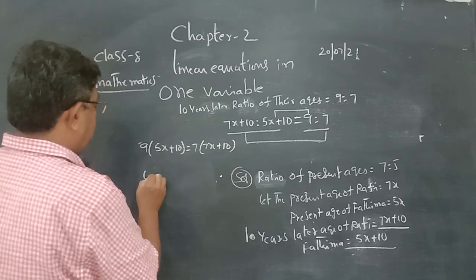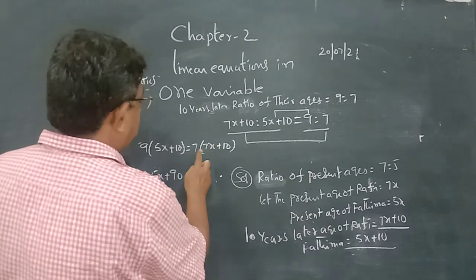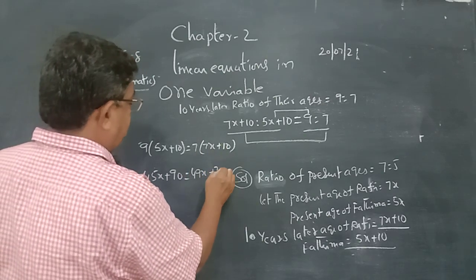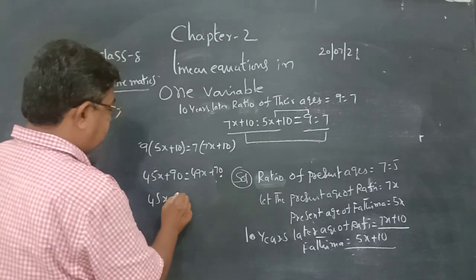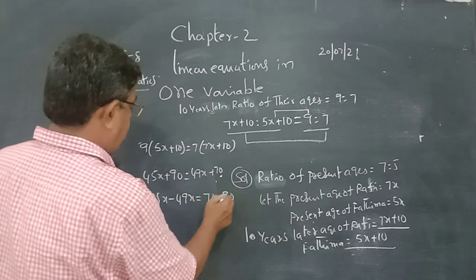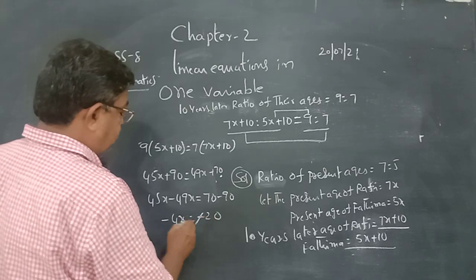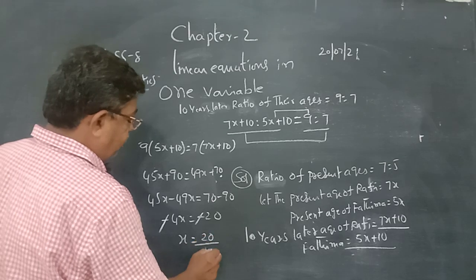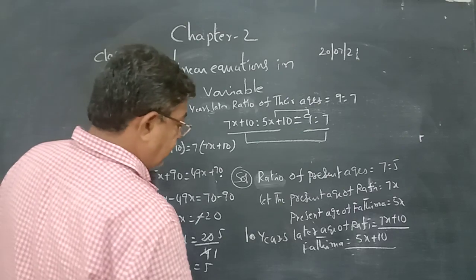9 into 5, 45x. 9 into 10, 90 is equal to 7 into 7, 49x. 7 into 10, 70. Now take 45x to the other side along with 49x. 45x minus 49x is equal to 70 minus 90. Minus 4x is equal to minus 20. Both sides you can cancel minus. So x is equal to 20 by 4. 4 fives are 20. x is equal to 5.